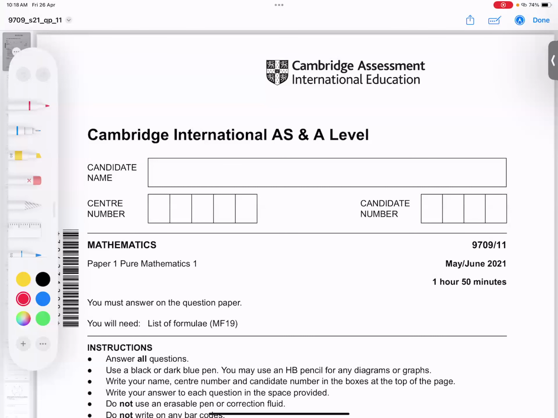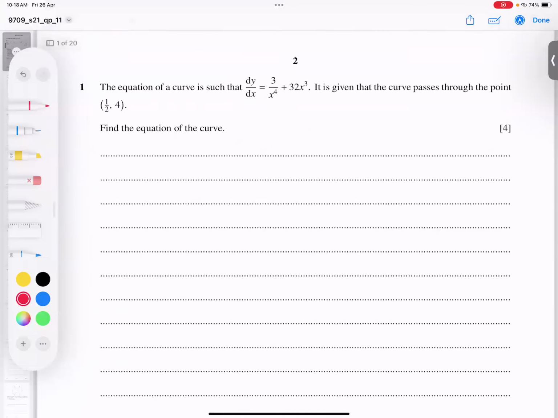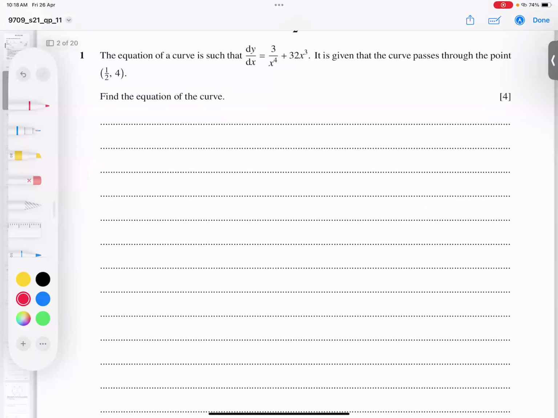Bismillah ar-Rahman ar-Rahim. This is the June 2021 variant 11 complete pure mathematics paper, and we are going to start. Question number 1: the equation of a curve is given, and dy over dx.